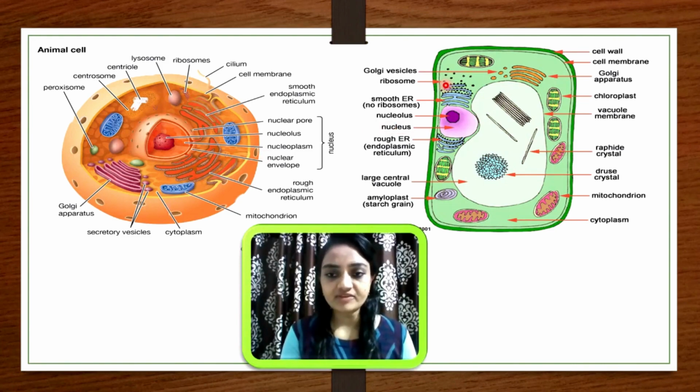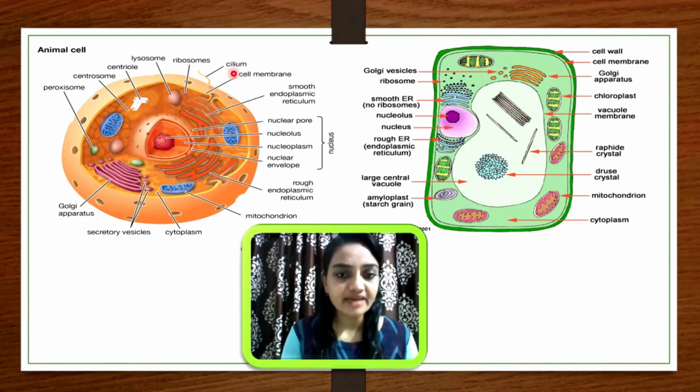The second difference, which we can observe easily, is the presence of chloroplasts. In the plant cell there will be chloroplasts, whereas in the animal cell chloroplasts are totally absent. Okay, so let me discuss one by one. Here in the animal cell you can see the cilium, cell membrane, smooth endoplasmic reticulum, nuclear pores, then nucleolus, nucleoplasm, nuclear envelope, rough endoplasmic reticulum, and mitochondria. These you will find in the plant cell also.